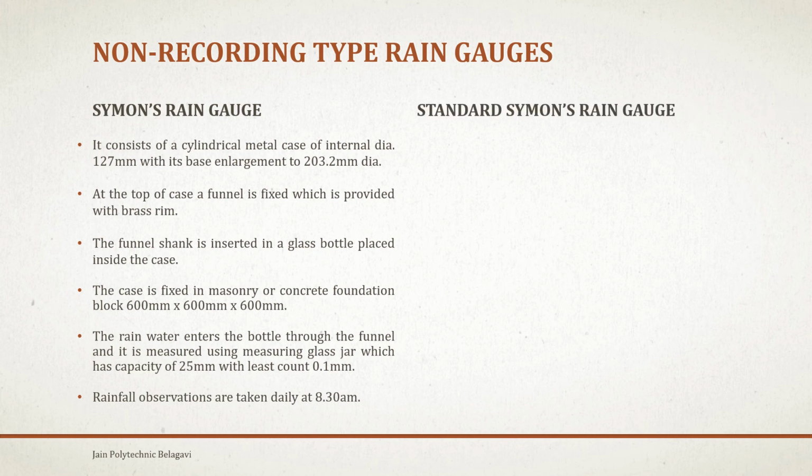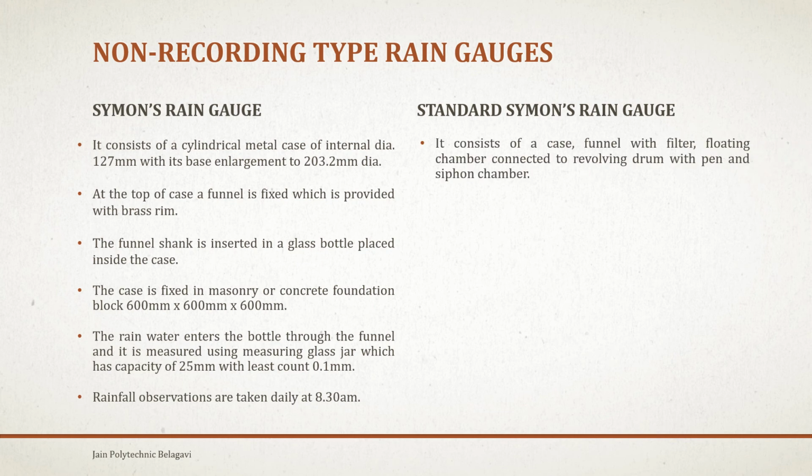Next, the standard Siemens rain gauge. It is the upgraded version of this Siemens rain gauge. It consists of the case, funnel with filter. There we had only the funnel. Here you have the funnel attached with filter, and the floating chamber connected to a revolving drum with pen, and the siphon chamber.